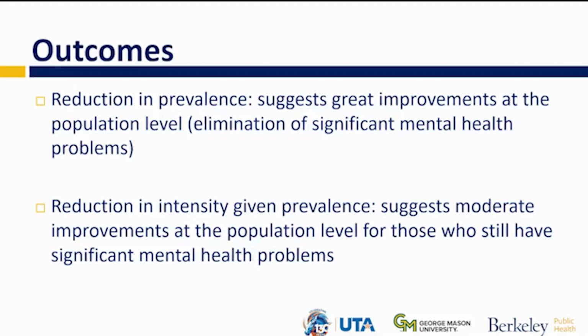So if we get a reduction in the prevalence, that suggests that there are pretty significant improvements at the population level. So there's a significant elimination of problems, at least that people perceive that they have. And then a reduction in intensity given prevalence is kind of more of a moderate improvement. So you still have the problem, but you just don't have as many days where you're having the problem. So it's still some improvement.